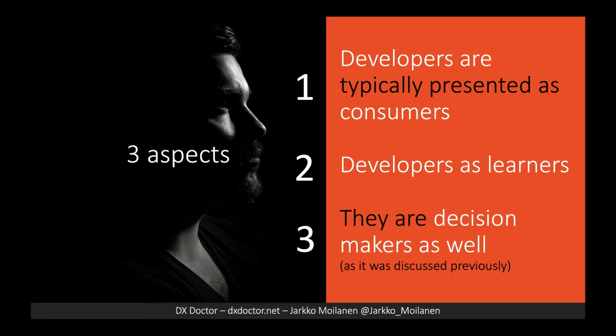Okay, typically, this time I'm gonna talk about the developers from three aspects, and the typical first one is as consumers, and the second one's as learners, how they learn and what kind of learners they are, and the third one is as a decision maker. And as I mentioned, we touched this topic in an earlier episode, but this time we'll recap and go through it again with more details.